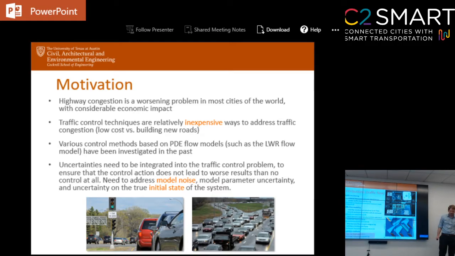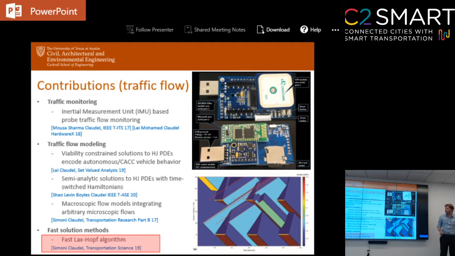So the context of this research, we have done a lot of work in various aspects of transportation. So here I'm going to list the contribution of my group on the transportation aspects. We have worked on the sensing aspects with these IMUs here, inertial measurement units. So we have tried this approach to estimate the state of traffic.